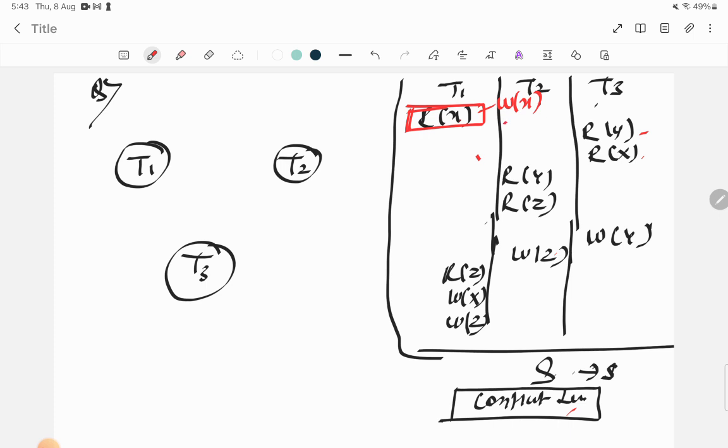Now let's go to this one, R of Y. So what will be the conflicting pair of R of Y?